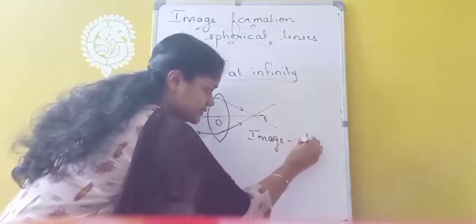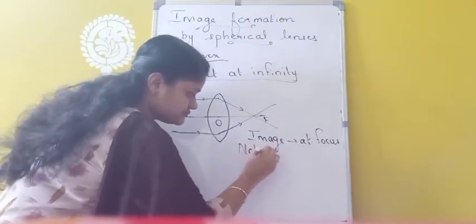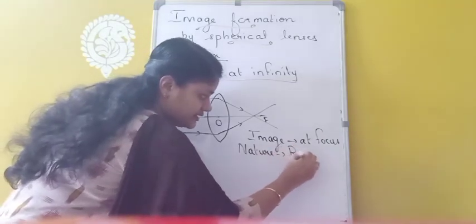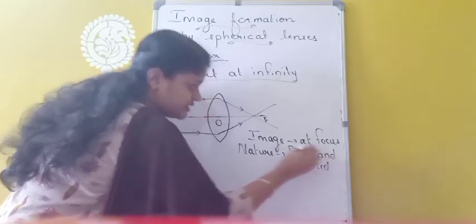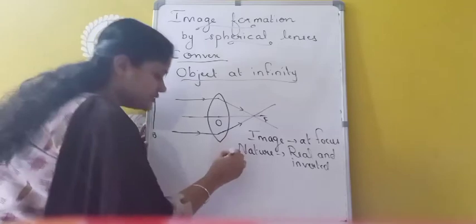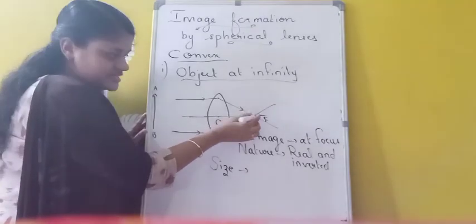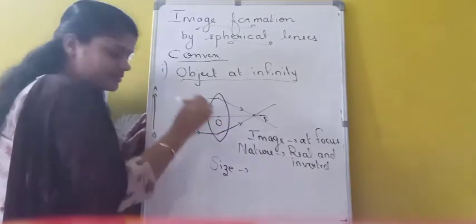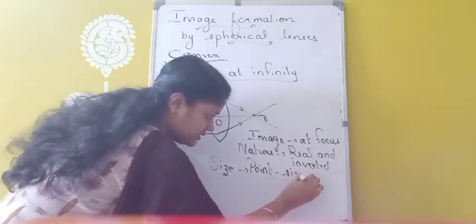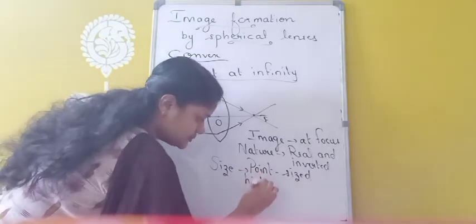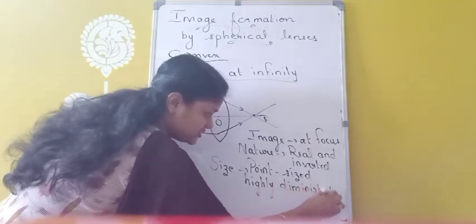So this image we are getting at focus. Image at focus, and nature of the image is real and inverted. So whenever the image is real, it is inverted also. Then what about the size of the image? We can say that it is a point sized image. Here the light rays are meeting at a point. That means the image is point sized, highly diminished. Point sized, highly diminished.